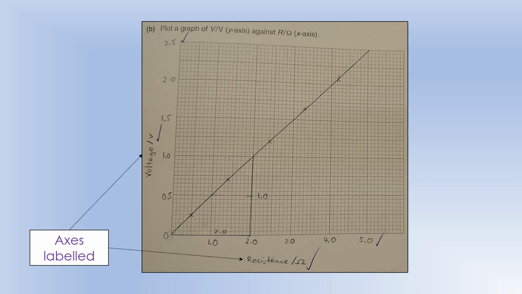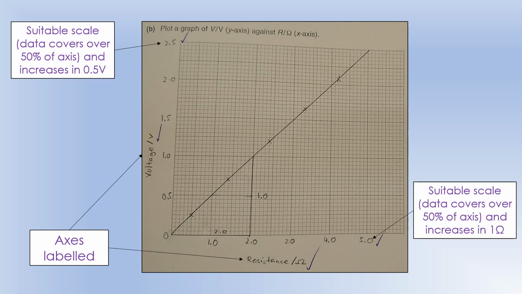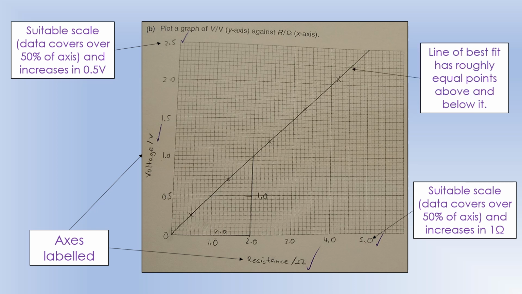Okay, so that's our table of data, and then we've got a graph, and again what we're looking for is our axes labeled correctly, that we've got sensible scales chosen on both the x and the y axis. So I think a sensible one here is 0.5 volts on the y axis and 1 ohm intervals on the x. And we're looking for a line of best fit that has roughly equal numbers of points above and below it. That's what we're looking for.